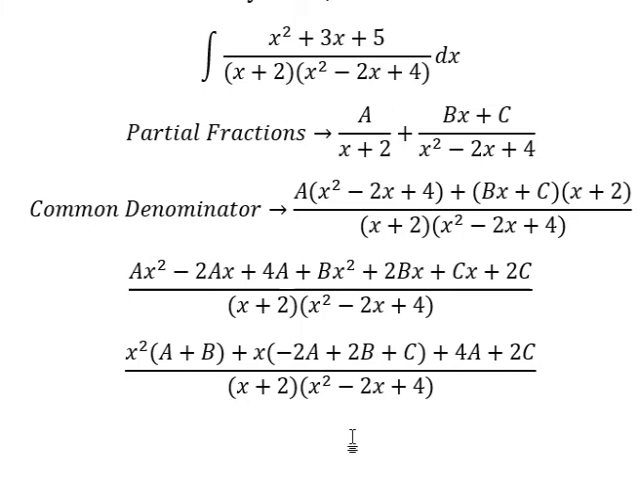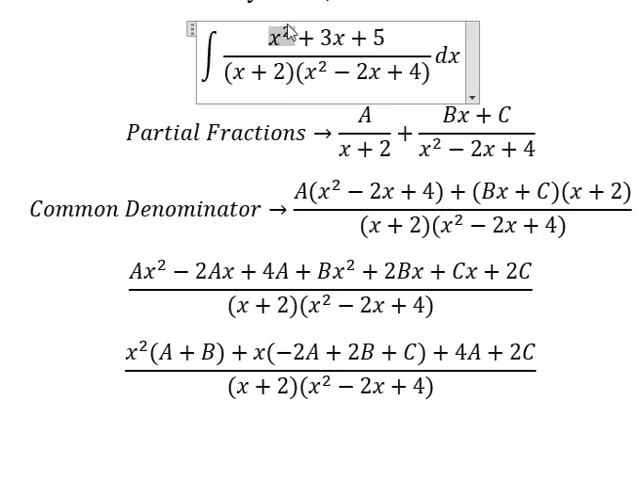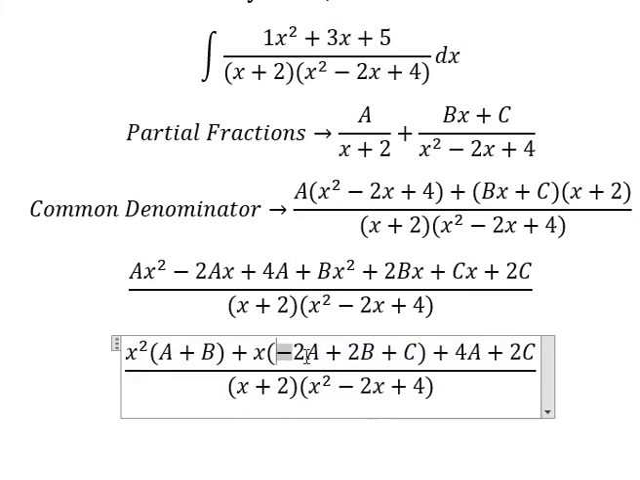Now we need to compare coefficients. About s square we have s square in here. This one is number 1, so a plus b equals number 1. About s we have number 3 in here, so the coefficient of this one should equal number 3, and the last one should equal number 5.